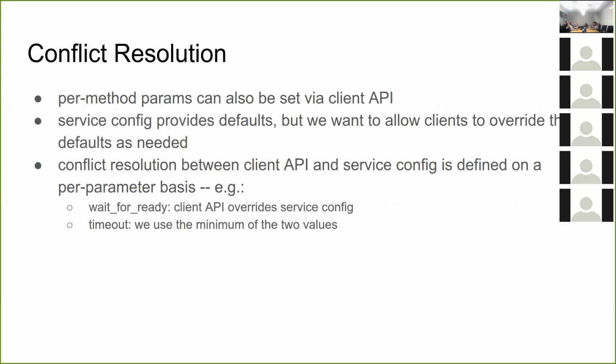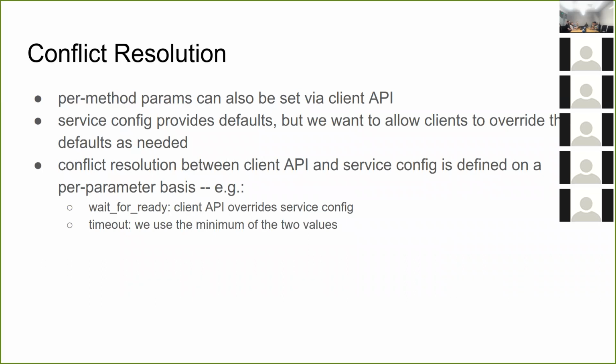A lot of these parameters that are included in the ServiceConfig are things that can also be set via the client API. The ServiceConfig provides defaults, but you may want to allow clients to override in certain ways. And so there's a need to define what the conflict resolution is in the case where a given parameter is set both in the ServiceConfig and via the client API. And there really are no hard and fast rules for this. The behavior on that is defined on a per parameter basis.